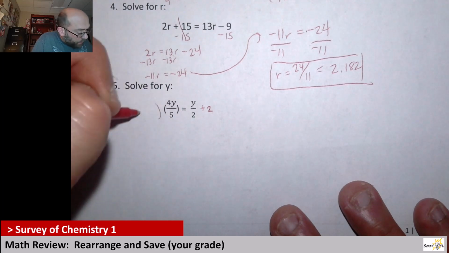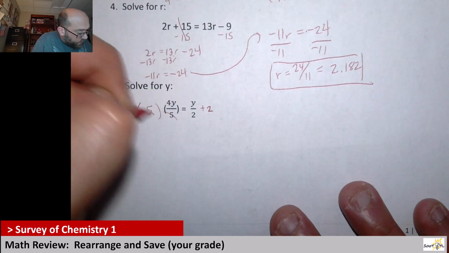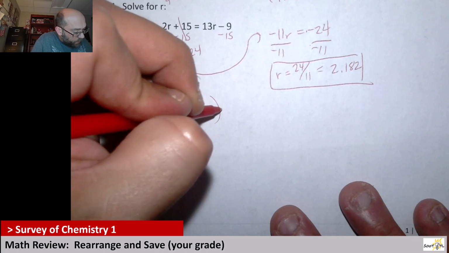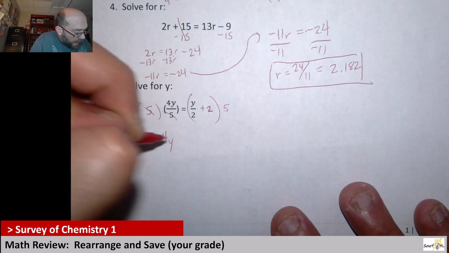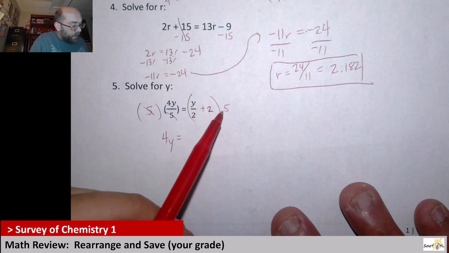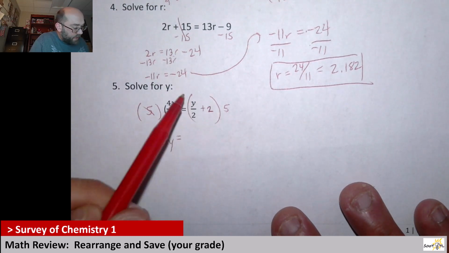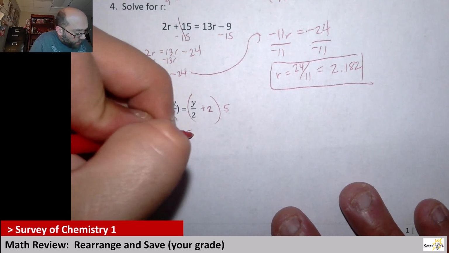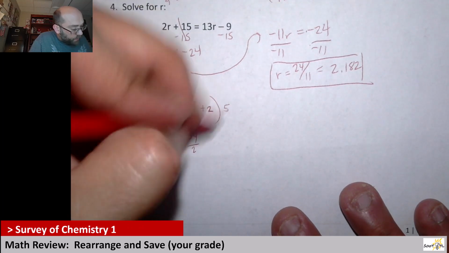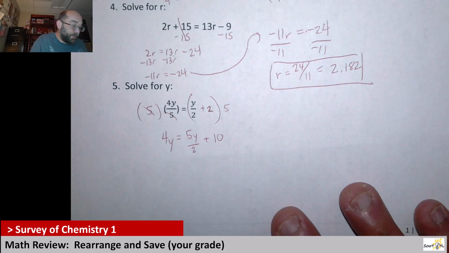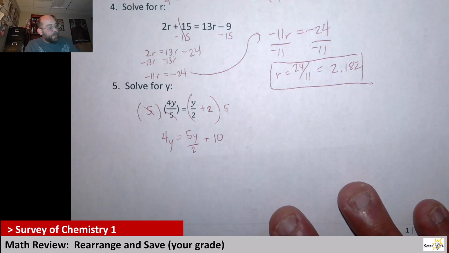So what I'm going to do is multiply this side by 5, so those will cancel. But then I'm also going to have to multiply this whole side by 5. So that gives me 4y, right? Now, what does that become? What's 5 times y over 2? It's 5y over 2, right? But then I also have to do the 5 times the 2 as well, so 5 times 2 is 10, so plus 10.